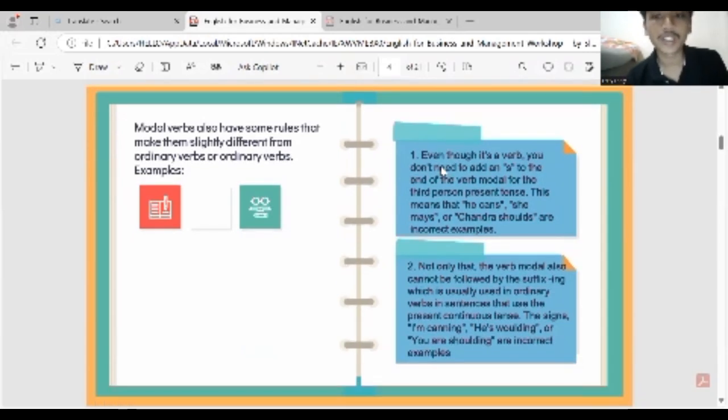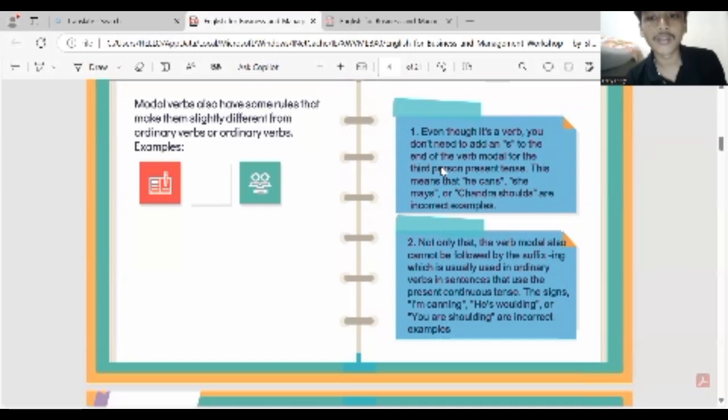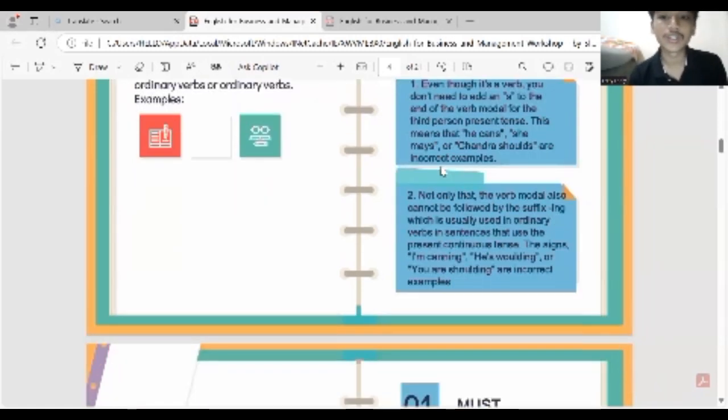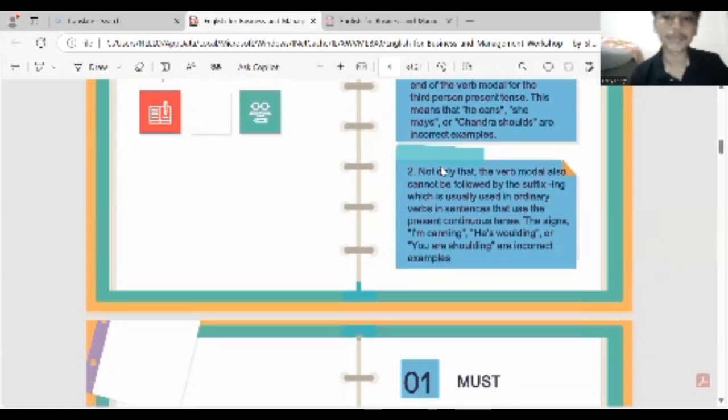For example, first, you do not need to add s or es to the end of the modal verb for the third person present tense. This means that "he cans," "she mays," or similar forms are incorrect examples. Not only that, a modal verb also cannot be followed by the suffix -ing, which is usually used in ordinary verbs in the present continuous tense. "I'm canning," "he is woulding," or "you are shoulding" are incorrect examples.